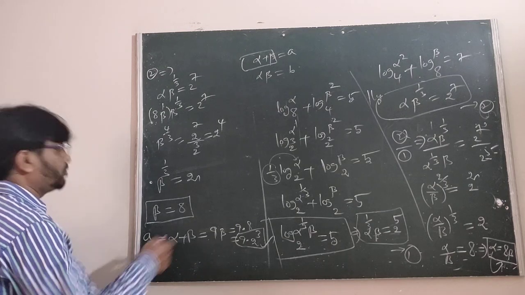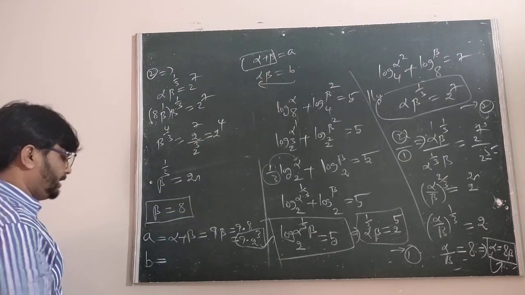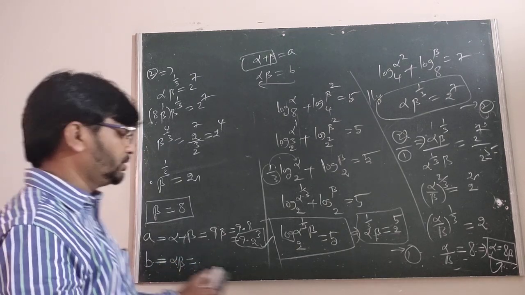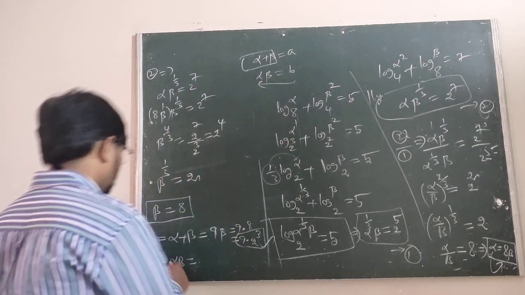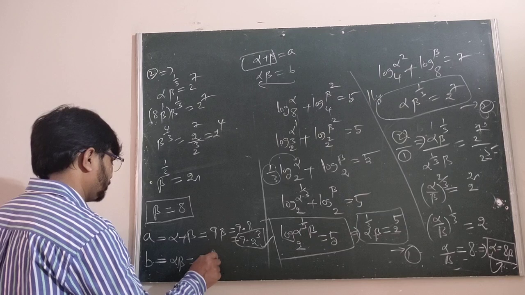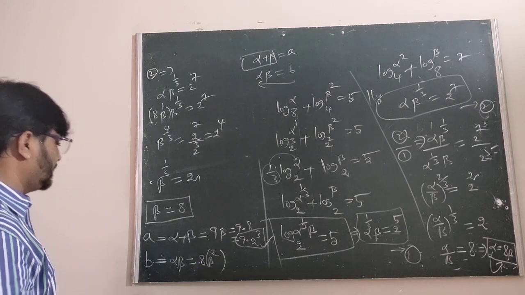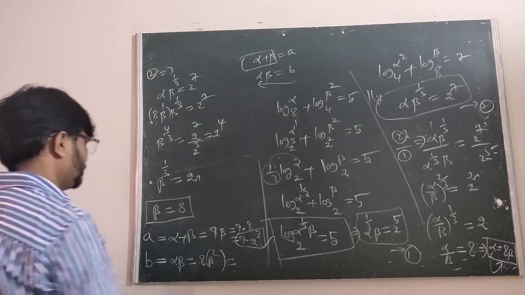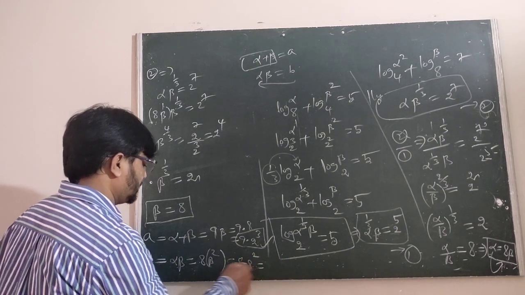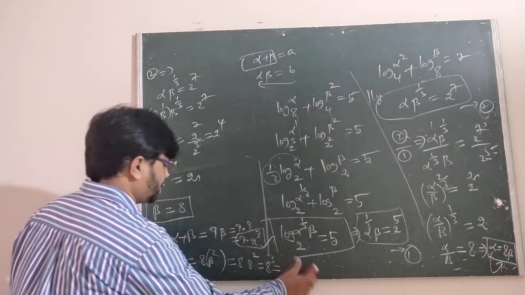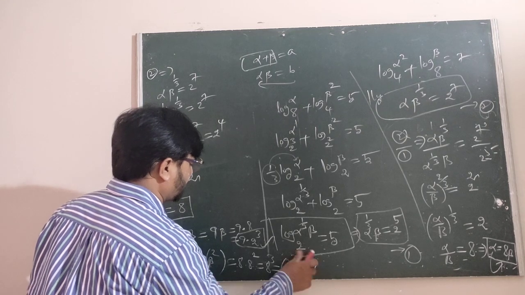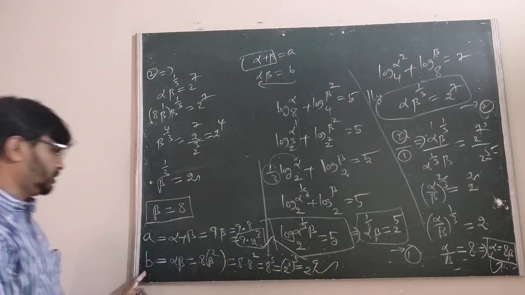Now, B is the other one. B equals alpha beta. Alpha into beta, where alpha is 8 beta. Therefore, 8 into beta square, where beta is 8. We know that 8 into 8 square is 8 cube. 8 cube is 2 cube whole cube, which is 2 power 9. Therefore, the B value is 2 power 9.